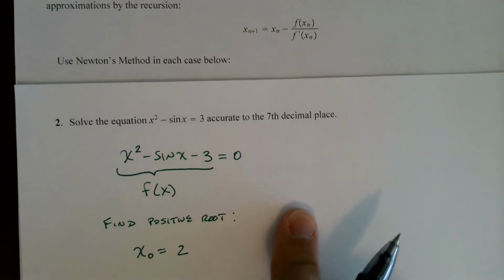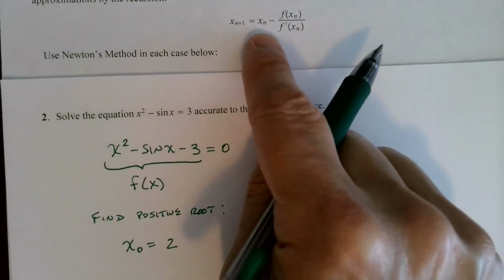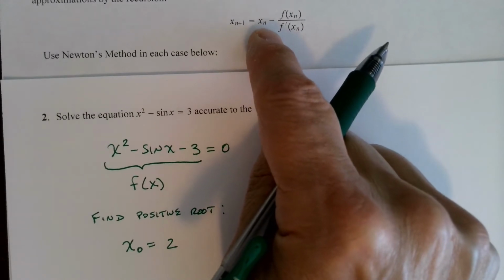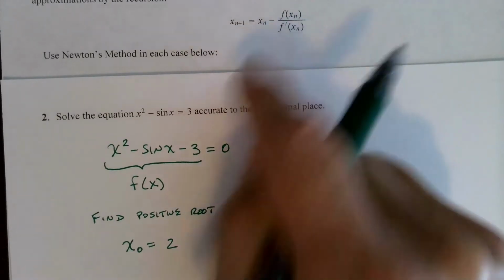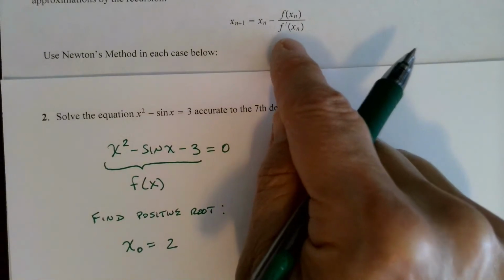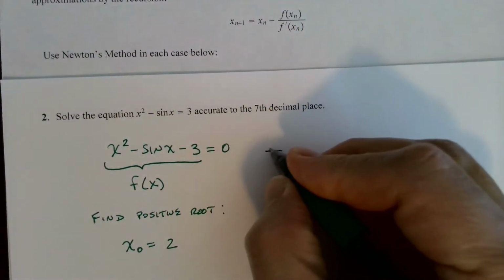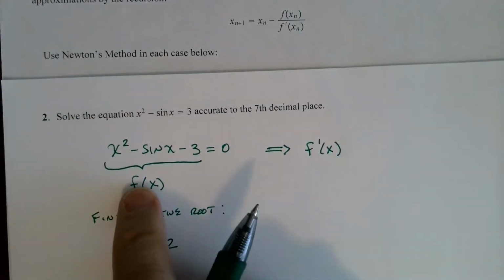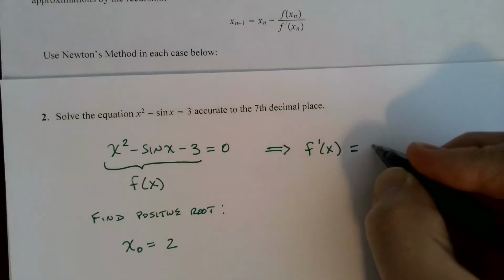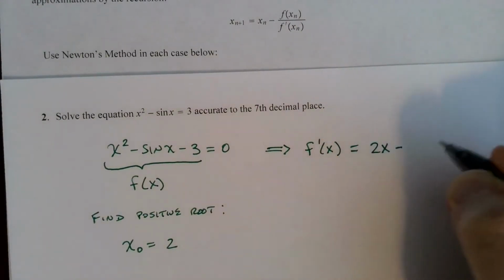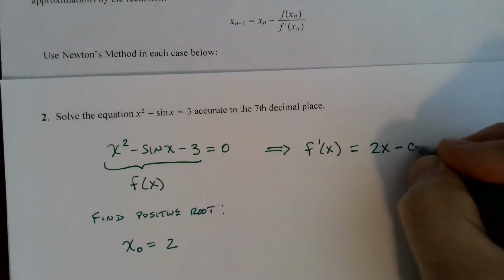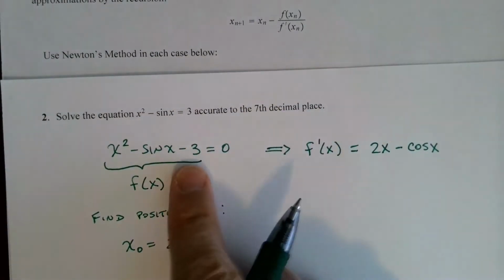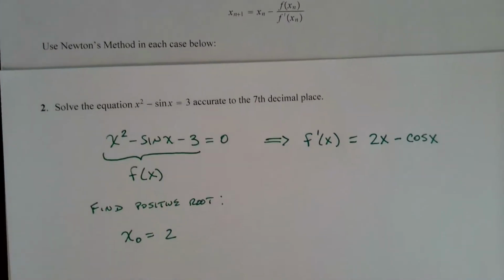Now, in the process of finding my next iteration, of course, I'm going to let n be 0, so I've got x of 0. I can find f of x of 0 because this is f of x, but I need f prime, right? So let's go ahead and find f prime of x, which is pretty easy. If this is the function f of x, its derivative is 2x. And what's the derivative of sine of x? That's cosine of x. Derivative of 3 is 0. So there's my derivative, very easy.